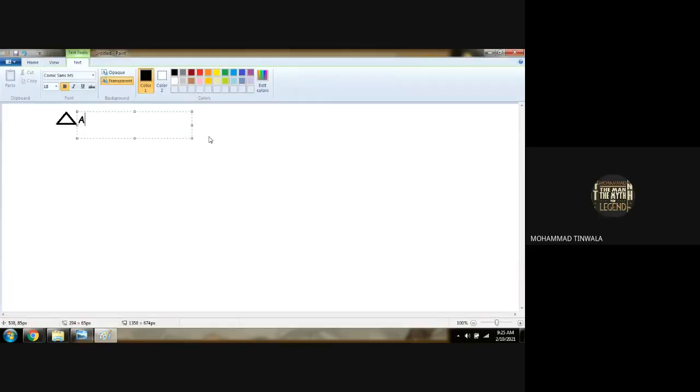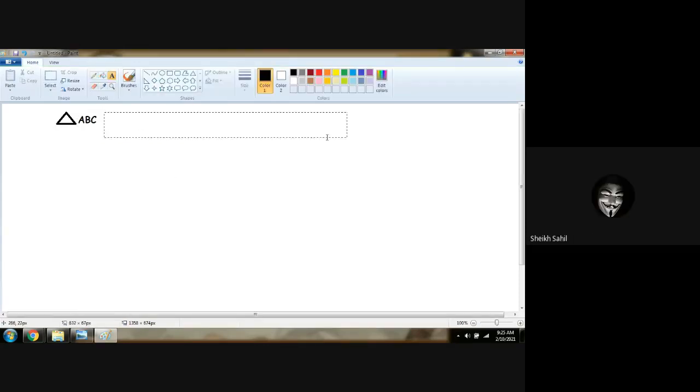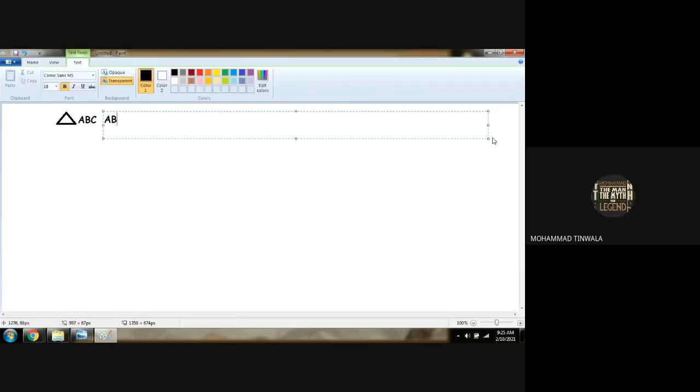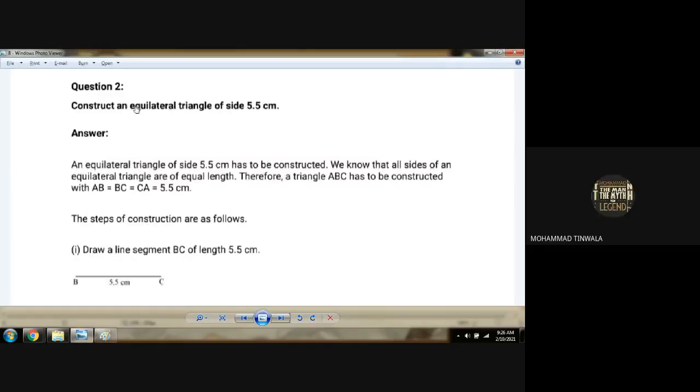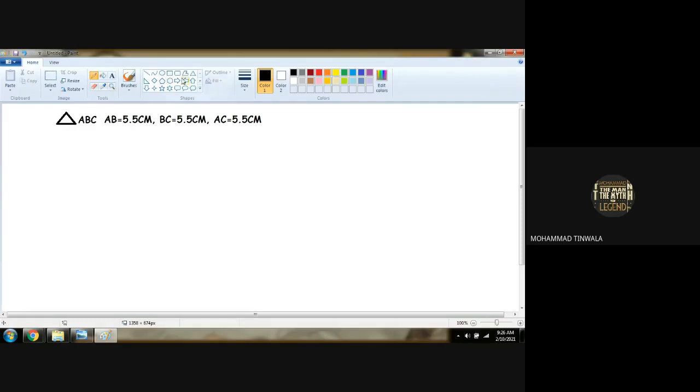So let us take triangle ABC. Where AB is equal to 5.5 centimeter, and in an equilateral triangle all the three sides are equal. BC is equal to 5.5 centimeter and AC is equal to 5.5 centimeter. Anybody has any doubt with this? Question: equilateral triangle of side 5.5 centimeter. Only one side is given, but an equilateral triangle has all three sides equal.